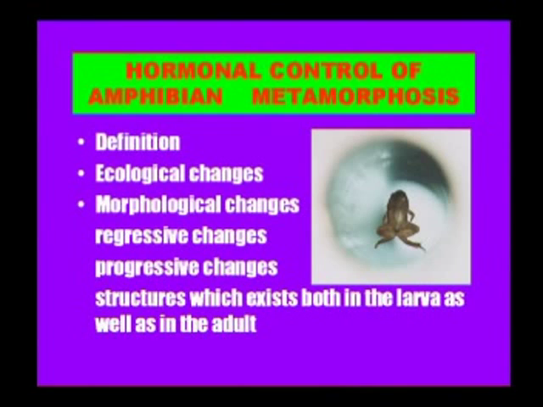Under the morphological changes, again for our convenient study, we divided into a number of subheadings. One is regressive changes, progressive changes, then structures which exist both in the larva as well as in the adult, but are modified to suit the change in life from the aquatic medium to the terrestrial environment. So now we are going to start with the regressive changes.